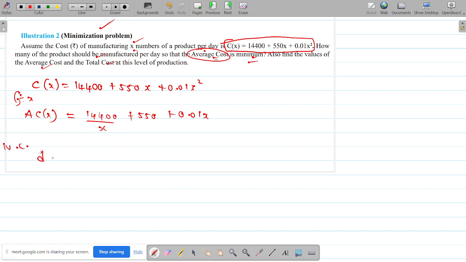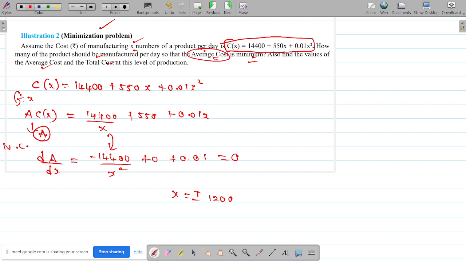Now I'll go for the necessary condition, the first order derivative. I'll name this as A in short for convenience's sake. So dA by dx is equal to minus 14400 divided by x square, with x in the denominator, plus 0 plus 0.01. This has to be equated to 0. Am I right? If you equate this to 0, please check the value. I'm getting the value of x as plus minus 1200. Actually, X is the number of products a day, so it can never be negative. So you can fix the value to be plus 1200.